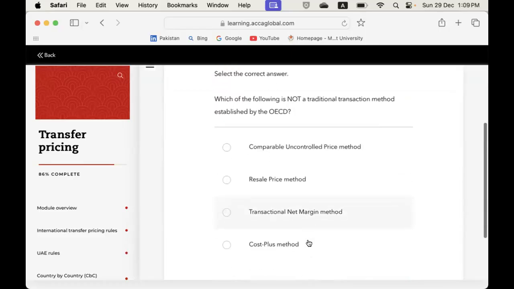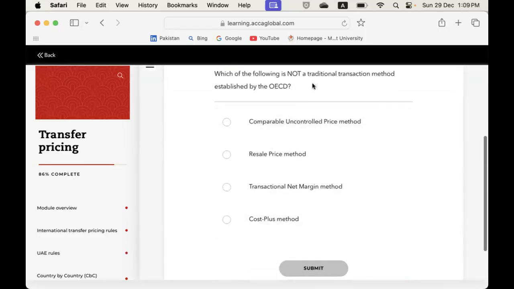Select the correct answer. Which of the following is not a traditional transaction method established by the OECD? So if you remember, two things were there. One was traditional transaction method, other one was a transactional profit method. So CUP is a traditional transaction method for sure. Resale price is a traditional transaction method.